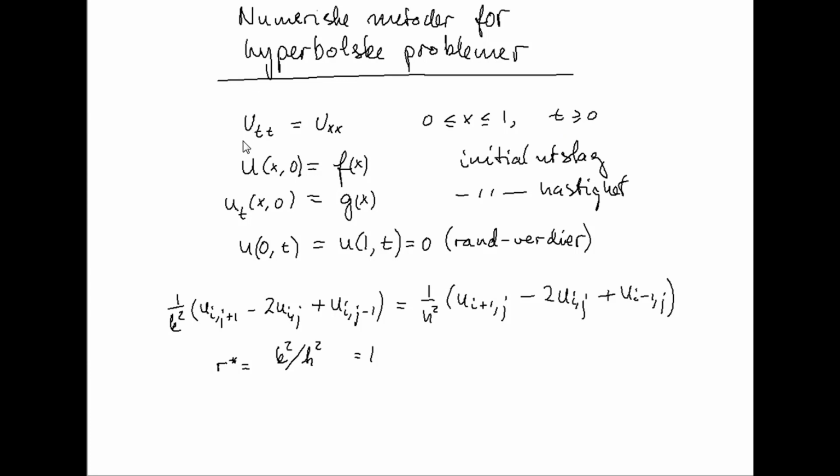We have an initial condition, initial displacement, which we as usual call f of x, and then initial velocity, the partial derivative of u with respect to t, which we call g of x. The boundary conditions are as usual equal to 0. That means that we have fixed the string on both sides.